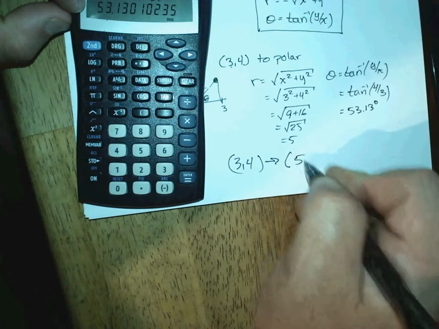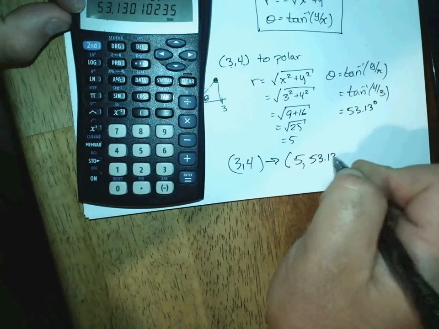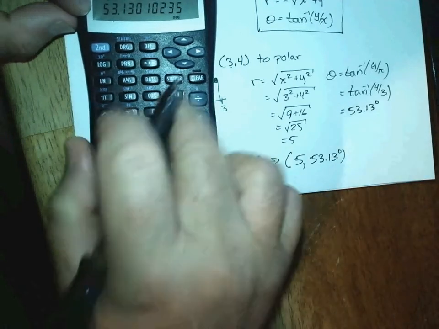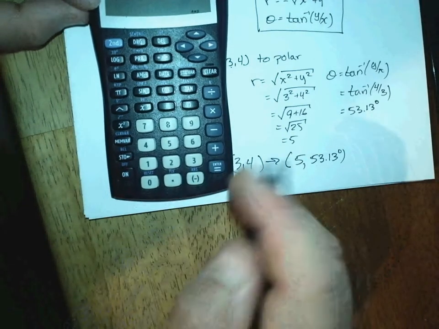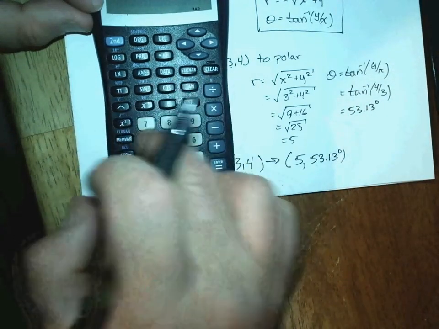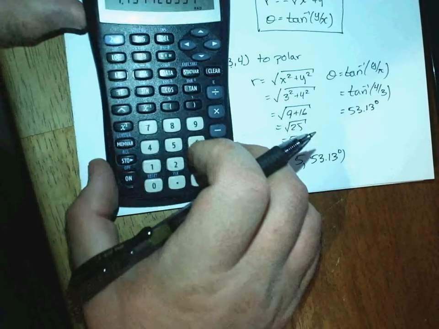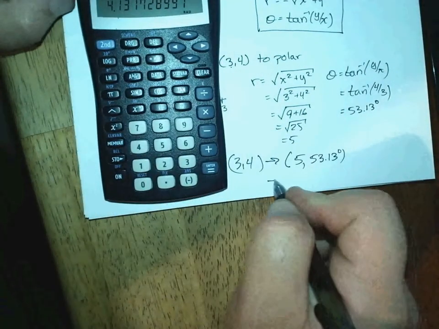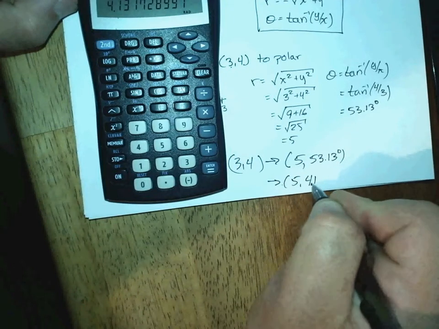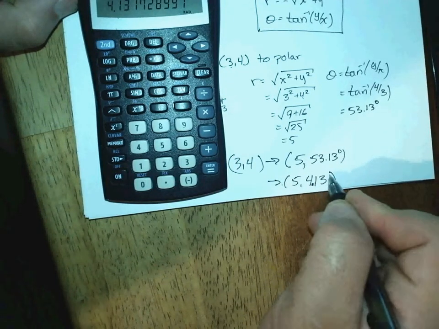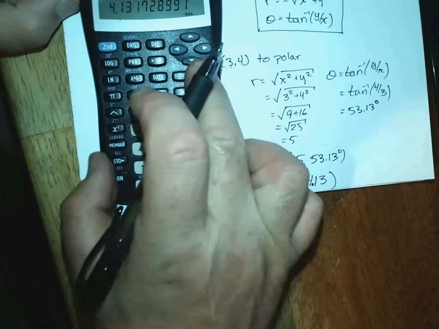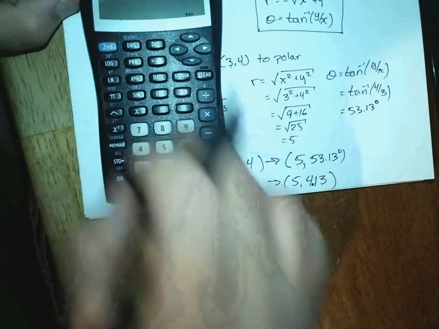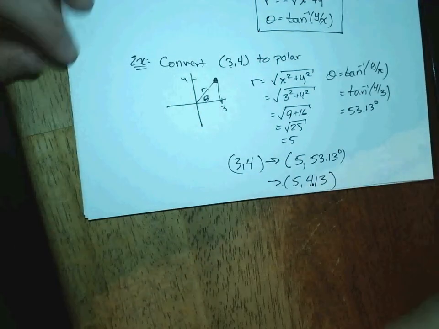So this point, 3, 4, when I convert it, becomes the point whose radius is 5 and whose angle is 53.13 degrees. If we wanted to work this in radians, I would simply put my calculator into radian mode, and then I'd hit the inverse tangent of 4 over 3, and I'd get my angle in radians, 4.13. And so if you write it without the degree symbol, I understand that means radians. With the degree symbol, I understand that means degrees, of course. Okay, I'm going to put myself back in degree mode before I forget. There we go. I always like to be in degree mode.